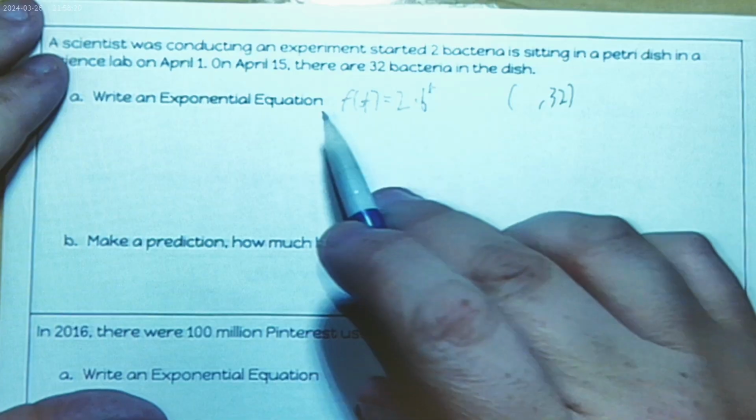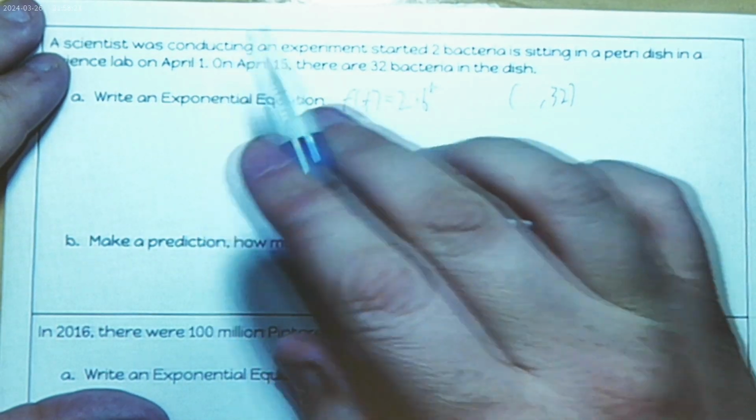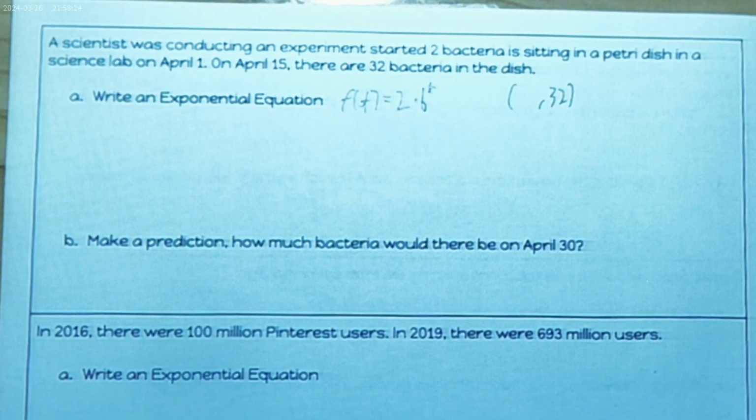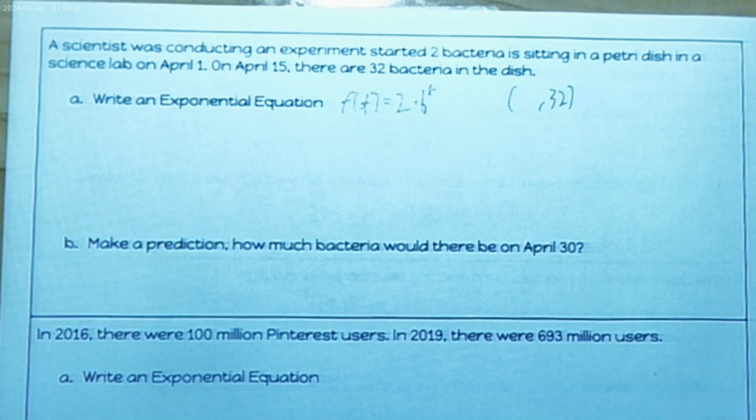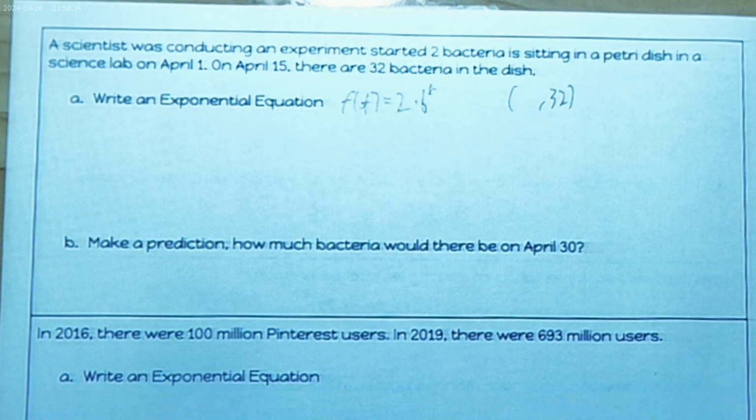Well, we don't want to do 15 and 1, because then we have to solve using 2 different points. Well, actually, we can't use 15 and 1. If we did 15 and 1, that would imply there was an April 0, which there isn't. There isn't a day in April called 0.